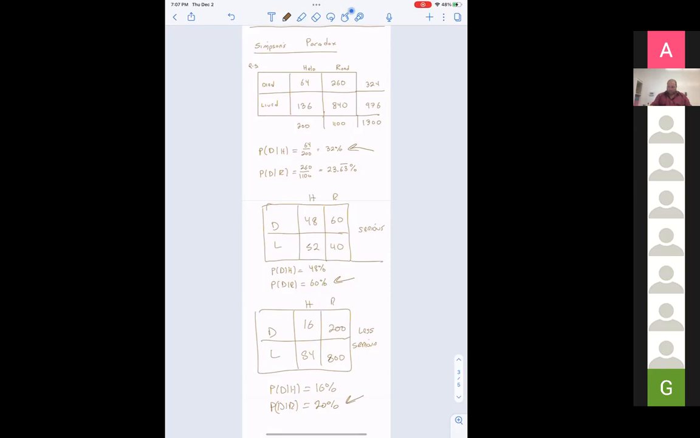But the reason why it works this way is because of the numbers. The total number of serious accidents here is 200. And the total number of less serious accidents here is 1,100. Which means when I look at these two numbers, the probability of dying due to helicopter in the first case and dying due to the helicopter in the second case, the numbers are not weighted equally, so the average of 48% and 16% is exactly 32%, which is what we have up here.